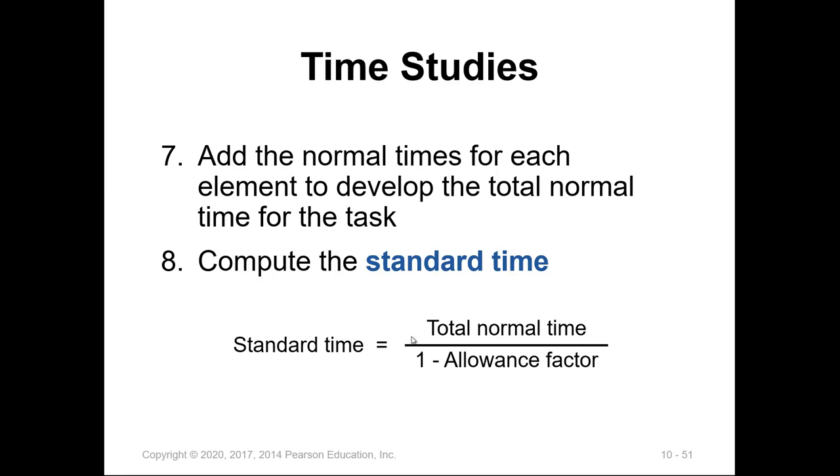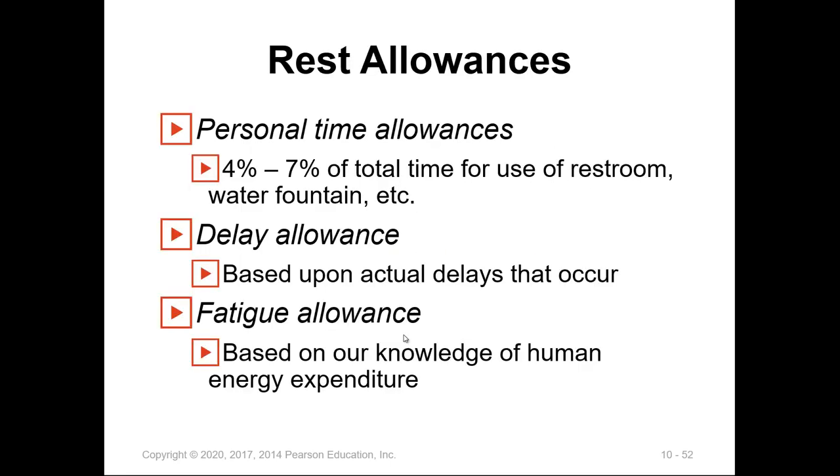The allowance factor can be in the range of about 4 to 7%. The percentage will be based on the location of the restrooms, workers' lounge, water fountain, and other needs from the location of the task. And again, it differs from one company to another. Other companies can use a higher percentage just to assume the worst case scenario. The delays will be based on actual delays that occur, such as waiting for maintenance parts to arrive.